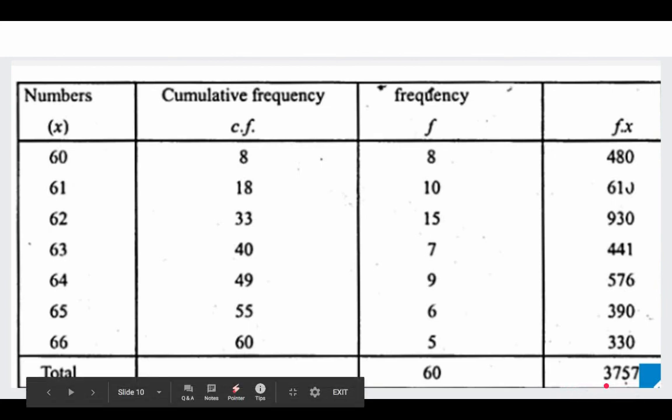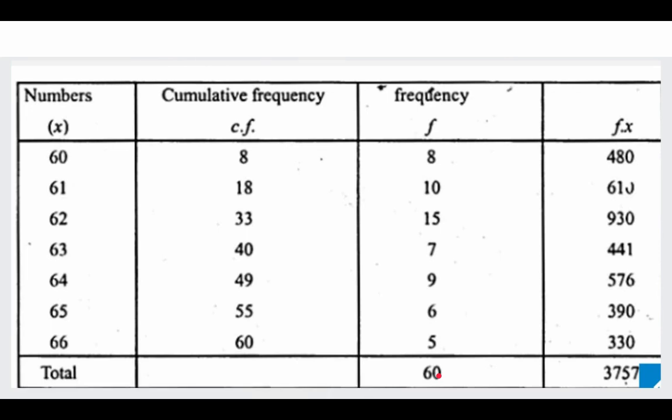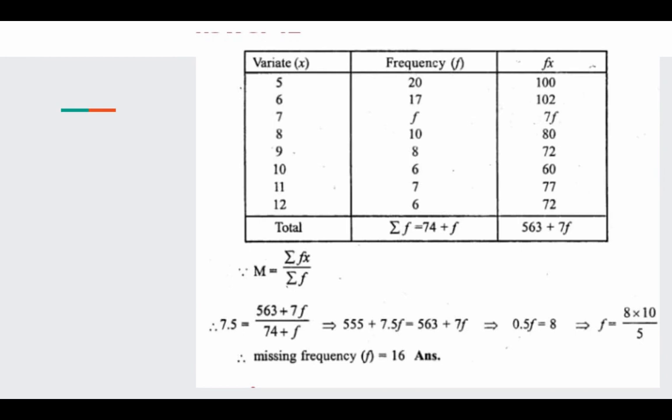Sure. Can you all do? Sum of all fx, 3757, upon sum of all frequencies, that is 60. On dividing you get 62.6166, which can be rounded off to get the answer 62.62. Take the next question. Question number 11 is homework. Okay. Let's see the next, that is question number 12.